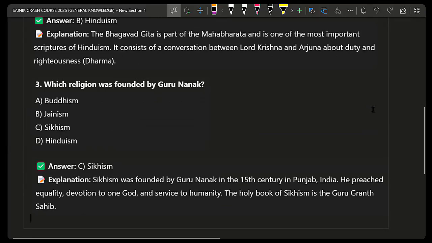Sikhism was founded by Guru Nanak in the 15th century in Punjab, India. He preached equality, devotion to one God, and service to humanity. The holy book of Sikhism is the Guru Granth Sahib. So you can remember that. Next question.